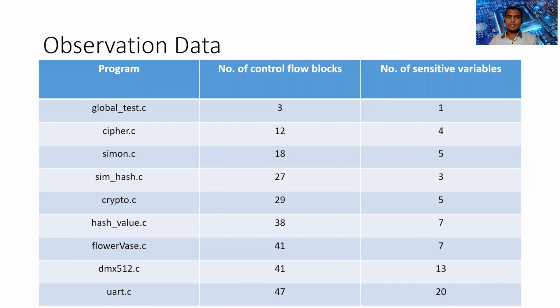As part of my research, I have done analysis on several of these programs, and on this table you can see that I came to a conclusion that all these programs have different numbers of control flow blocks and they have different numbers of sensitive variables, and there is no such relation between the number of control flow blocks and the number of sensitive variables. And there could be a case where we do not have any sensitive variable in a program.